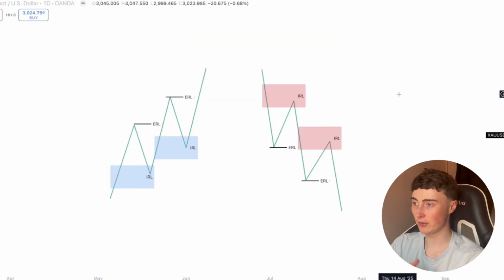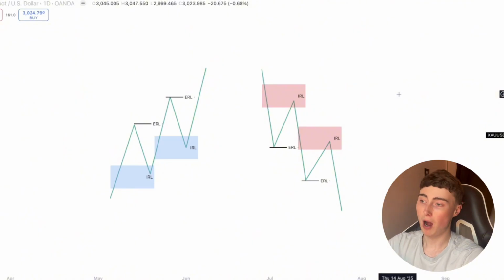Now, first things first, before we do anything, we have to figure out what direction we're actually going to be trading in, because if you don't know that, how are you ever going to identify a target for the market? So my personal strategy in identifying a directional bias is by using external and internal range liquidity.